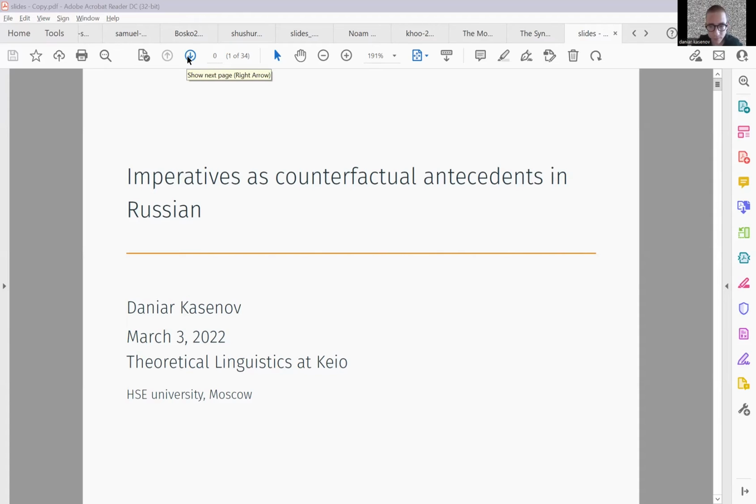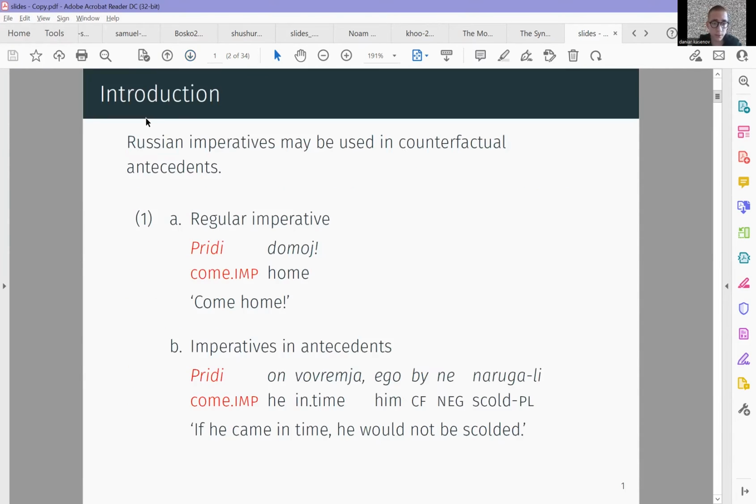But well, today I'm talking about imperatives, or more correctly, imperative verbal forms as counterfactual antecedents in Russian. Let's look at the first pair of examples. You can see a regular Russian imperative in example 1a, приди домой, come home, and the imperative verbal form is highlighted in red. And the same verbal form is used in 1b, a counterfactual, приди он вовремя, его бы не наругали, which translates to if he came in time, he would not be scolded.